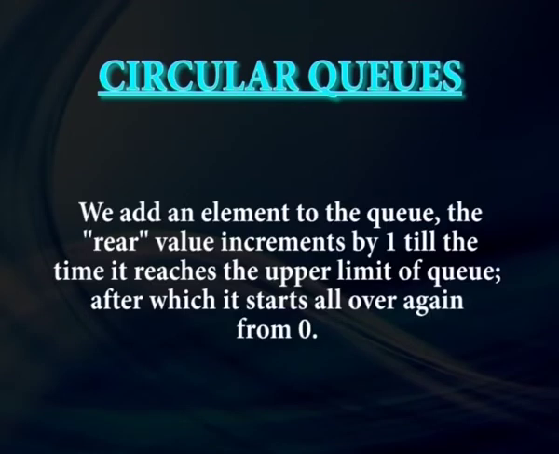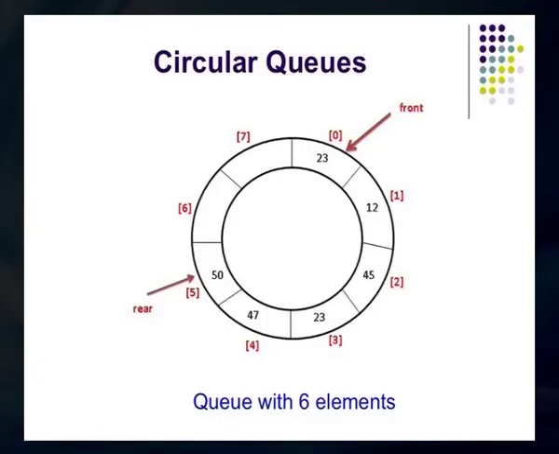Every time we add an element to the queue, the rear value is incremented by 1 till the time it reaches the upper limit of queue, after which it starts all over again from 0. Similarly, every time we delete an element from the queue, the front value is incremented by 1 till the time it reaches the upper limit of queue, after which it starts all over again from 0.